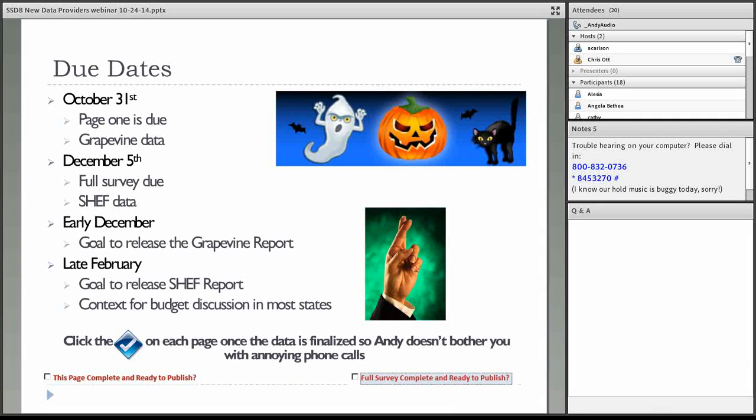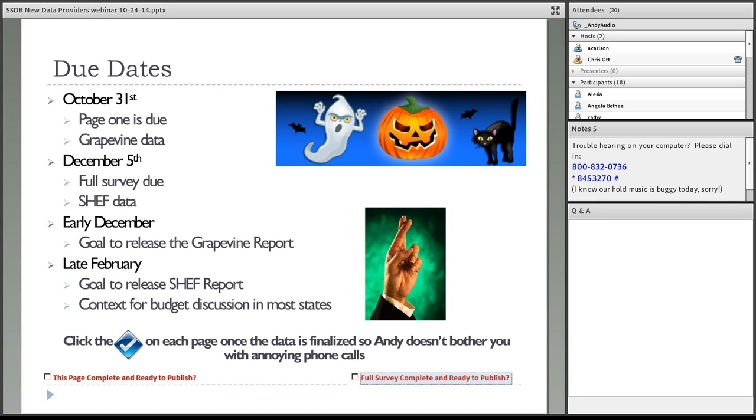So now we're going to dive into the process. I've talked about the Grapevine and SHEF reports, and I imagine most of you have logged into the system and played around in there at least a little bit. I know many of the names here, you're not first-time providers, you've provided data for 1 to 2 years already. But here are the due dates, which we pushed back a little bit this year.